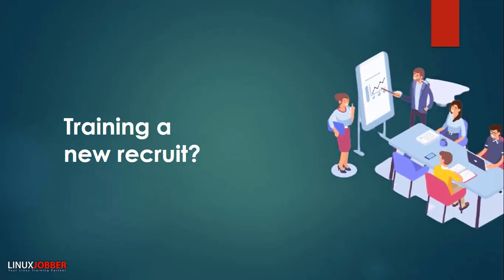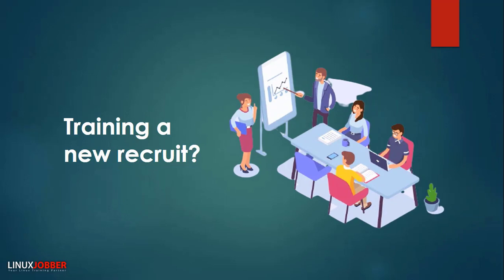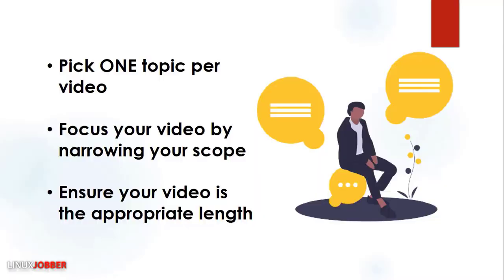Before you move on to step 2, make sure to answer these questions about your audience and video. 1. What is your topic? Pick one topic per video. By narrowing your scope, your video will be more focused and easier to create. You will also ensure your video is the appropriate length to keep your viewers' attention.